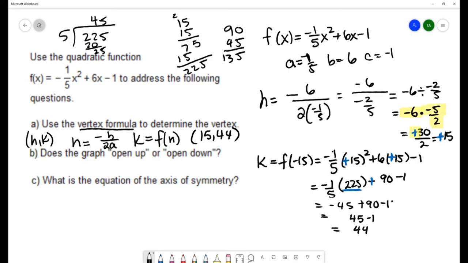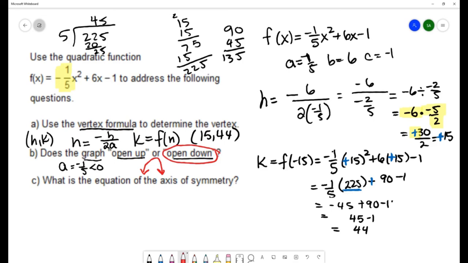Does this graph open up or open down? We can determine that with the value of A. So because A is negative 1/5, which is less than 0, we know that the orientation is open down. So the graph of this parabola will open down.